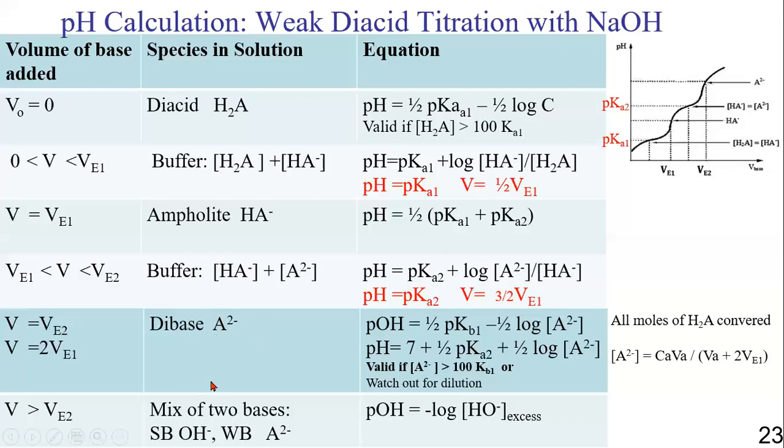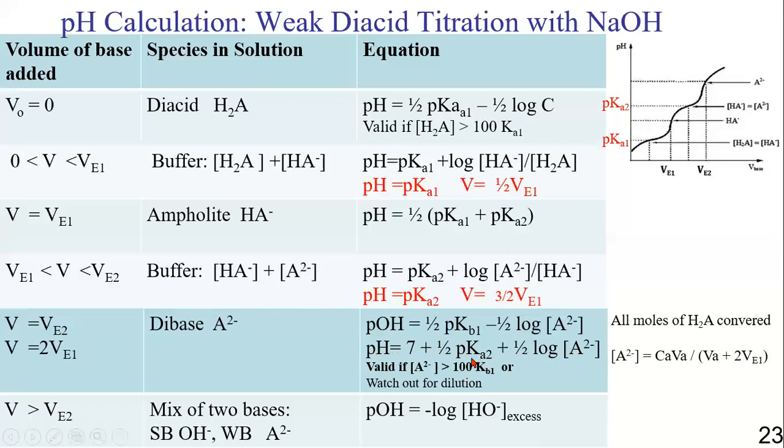And usually we say that it does. This is valid. It acts as a monobase if KB1 is greater than 100 KB2, and then also if the concentration A2 minus is greater than 100 KB1, and we watch out for dilution, then we can simply use this equation, which is pH equals 7 plus half pKa2 plus half log A2 minus. Now notice this is KB1, yet I use Ka2.